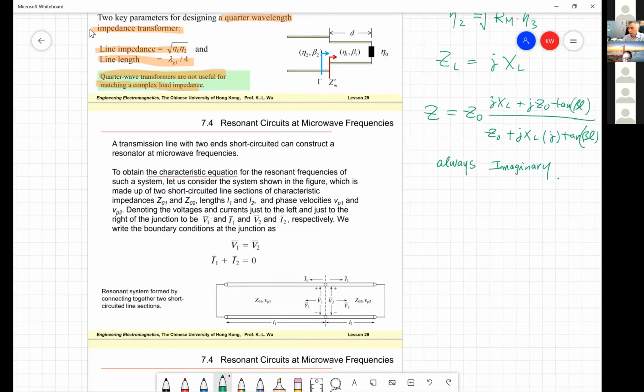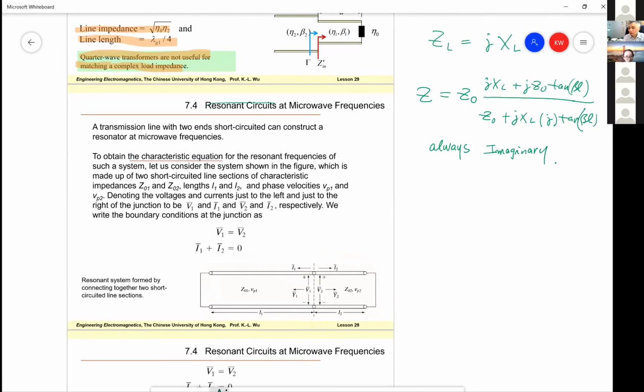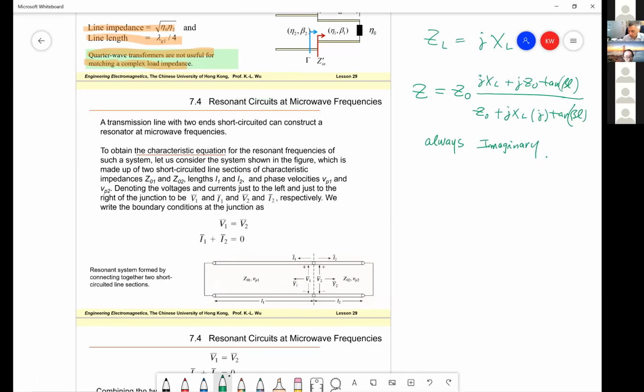Okay, so let's discuss the last concept. We call it resonator. Okay, resonator circuit. The resonator circuit is also a very, very popular circuit for RF microwave. A resonator exists everywhere. I think the two most important concepts: one is transmission line, second one, in microwave, in RF, will be resonator.